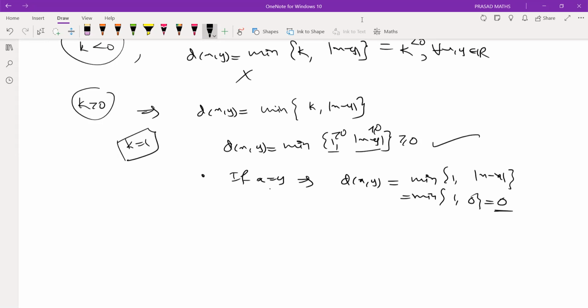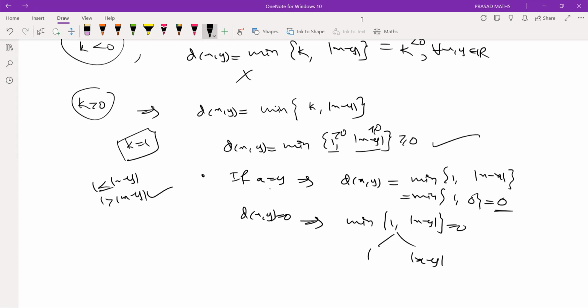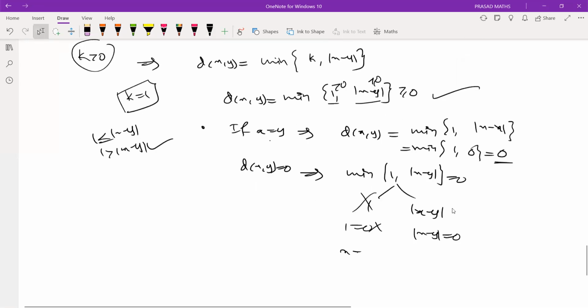So therefore, what is the converse? If d of x comma y is 0, that means the minimum of 1 comma mod of x minus y is 0. So either the minimum can be 1 or mod of x minus y, by order axioms, by the trichotomy property. Whenever 1 is less than mod of x minus y, the minimum is 1. Whenever 1 is bigger than mod of x minus y, the minimum is mod of x minus y. Therefore, there are 2 possibilities. If the minimum is 1, is 1 equal to 0? No. So there is no possibility for the minimum to be 1. So what is the possibility? Mod of x minus y equals 0. So therefore, x equals y.